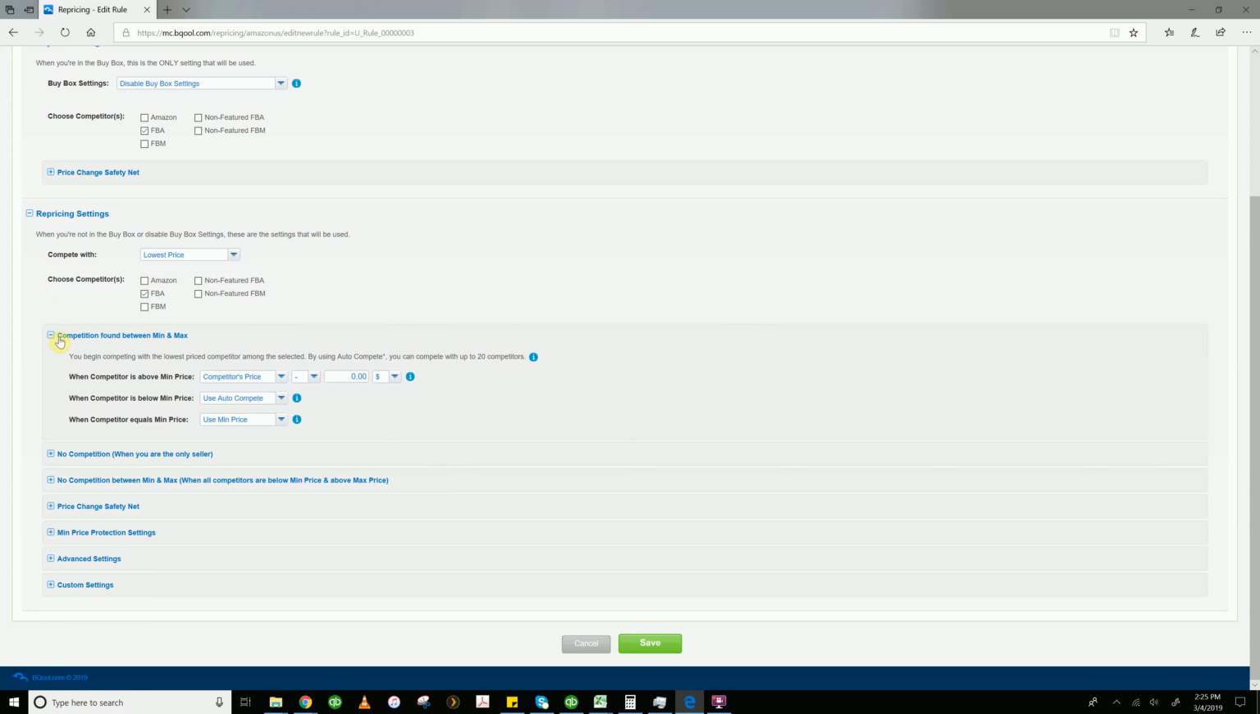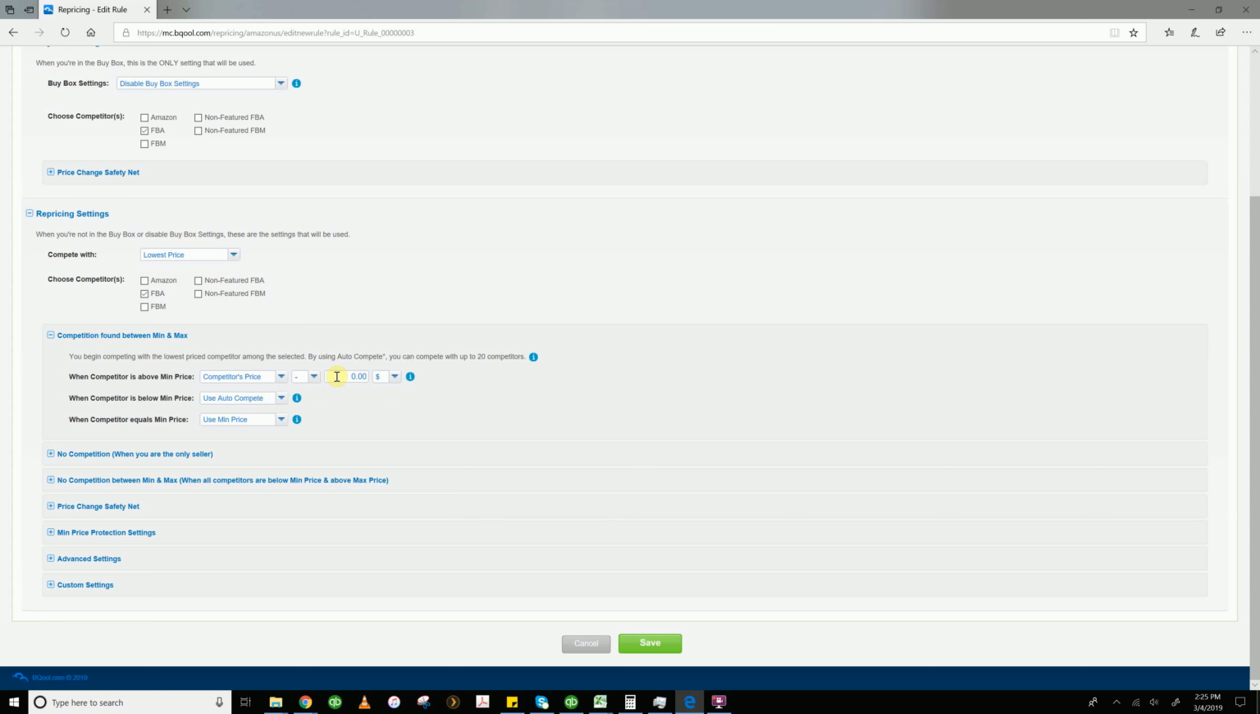So this is a competition and how the rule acts when other people are in between your minimum and maximum set price. So when a competitor is above min price, which means if I got my min set at 50, if the next person's at 52, the price will match the 52. So you want to match competitor's price and then do the minus $0. So this would mean that we're basically just price matching the lowest FBA price within the min max we decided on.